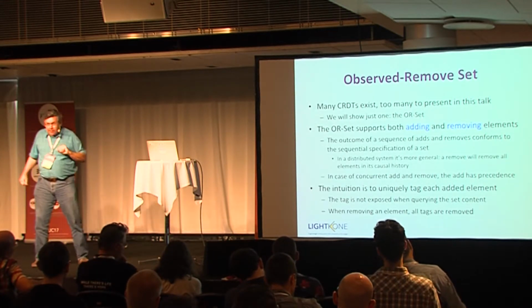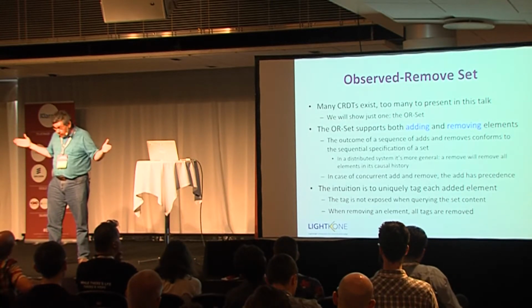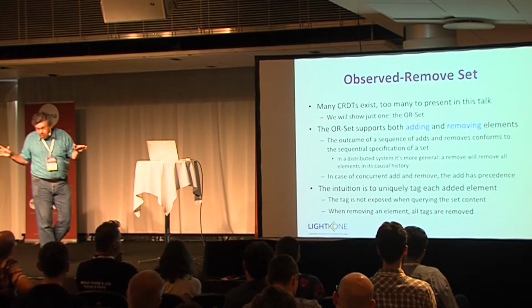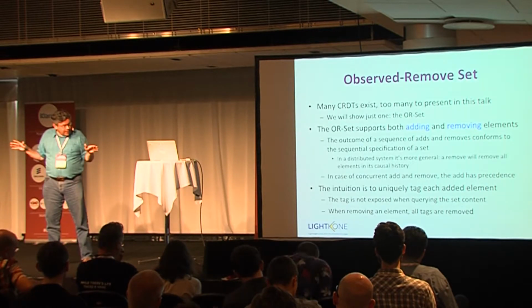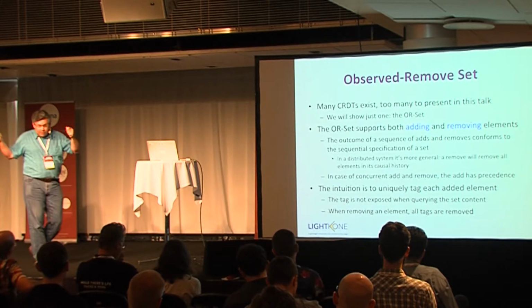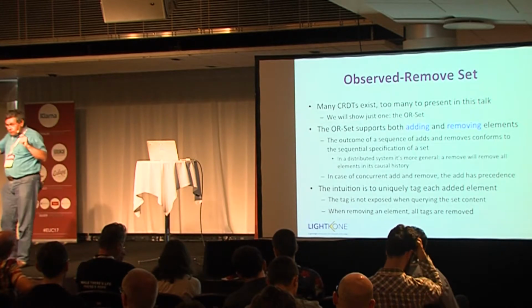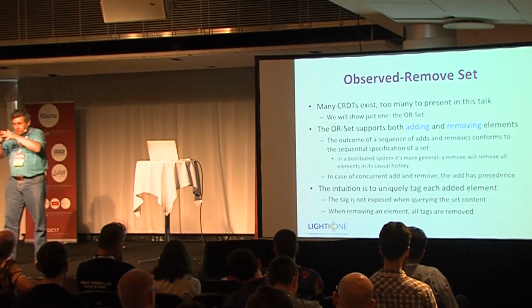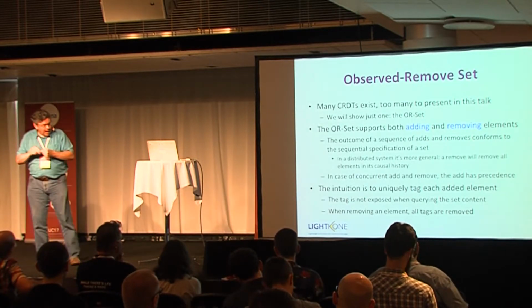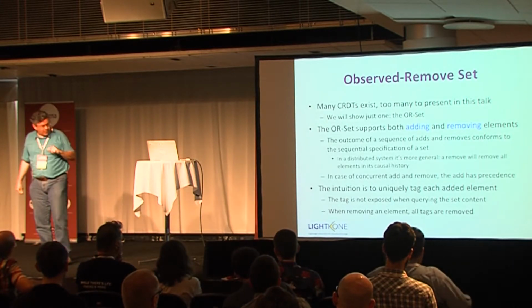So I'll explain it. First, the specification. How does this set work? Because it's a distributed data structure. Well, if you do sequential adds and removes, it has exactly the same behavior as a sequential set. But in the distributed system, you have to generalize the specification because you can do concurrent adds and removes. So basically, a remove will remove all of the elements that were added that are causally visible. So it depends on the causal history. And for concurrent adds and removes, the add wins. So it's also called an add-wins set.